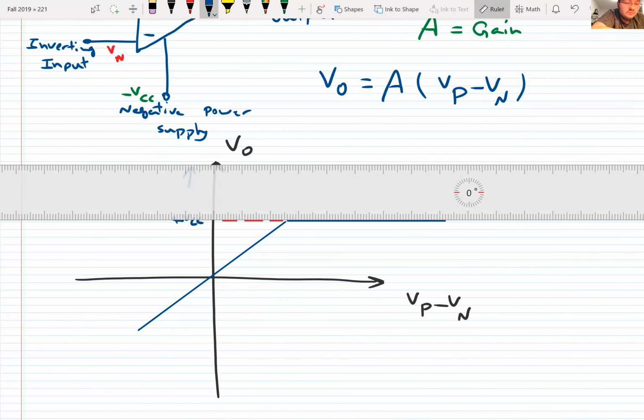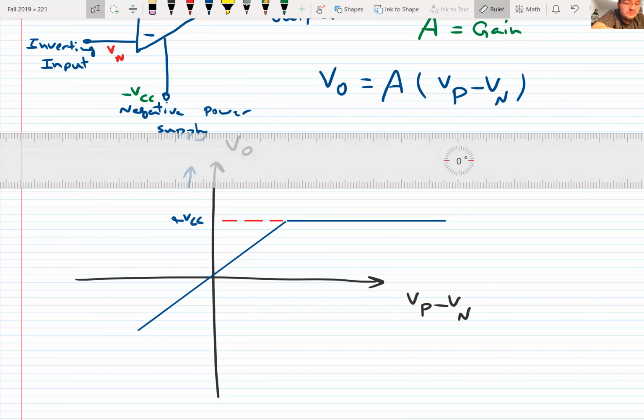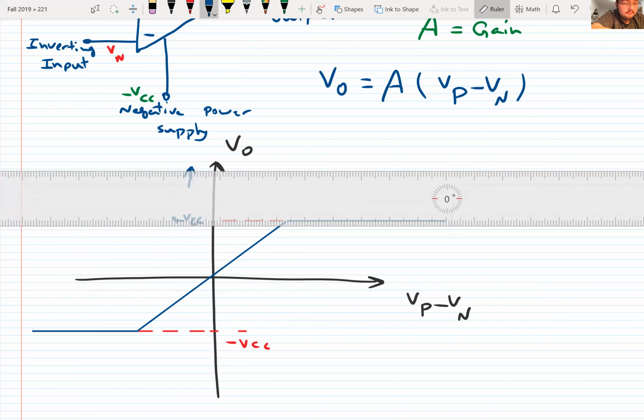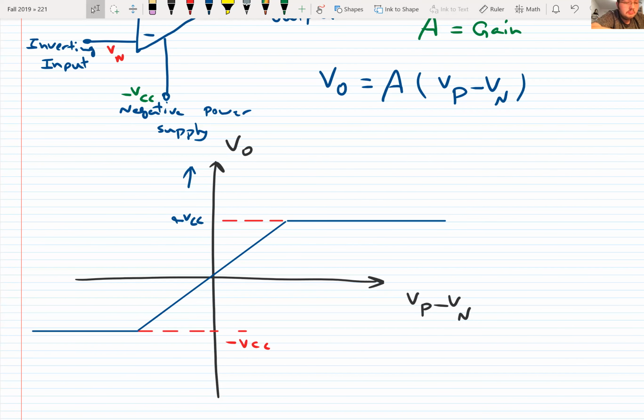The same thing applies for the negative side. If we reach negative VCC, we cannot decrease the output voltage beyond this value because a voltage less than negative VCC is not available. After that point, the relationship between input and output will be a vertical line. So this is the characteristic plot of an op-amp. Is it clear, or do you have any question?